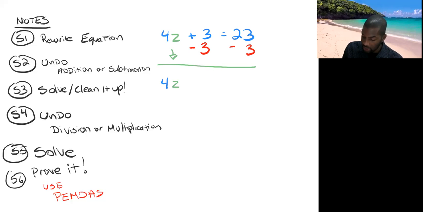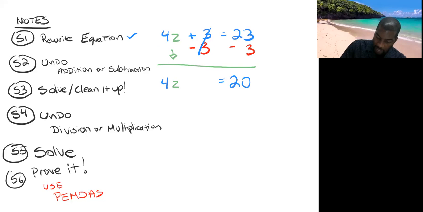3 minus 3 is 0, so I can write nothing there. I don't have to, they just go away. 23 minus 3 is 20. All right, now I've done that, I've cleaned it up.